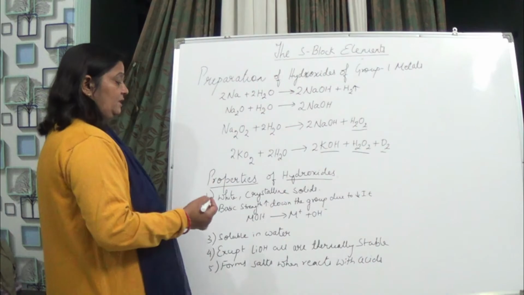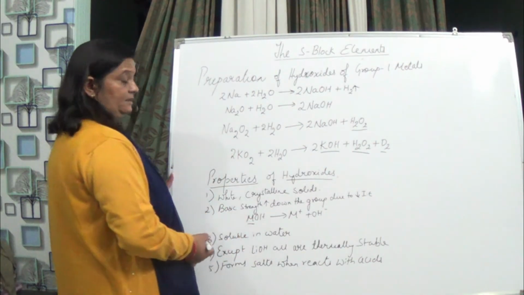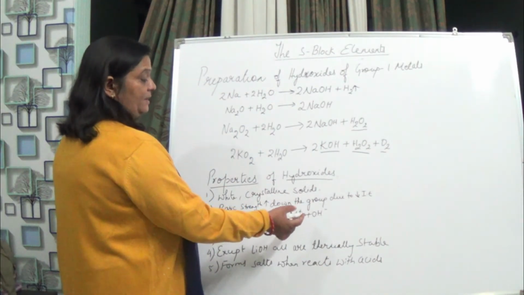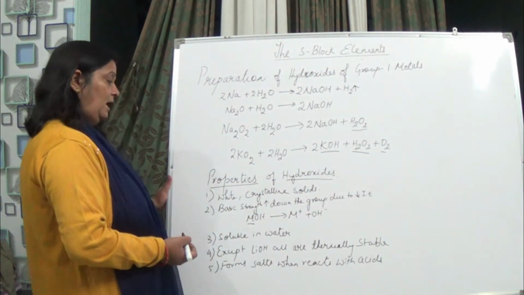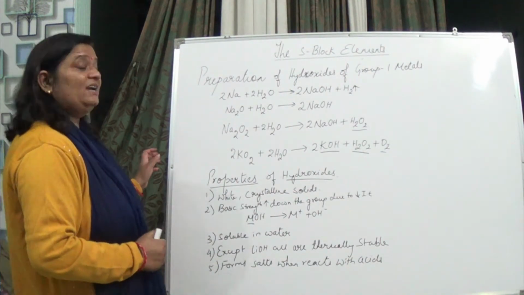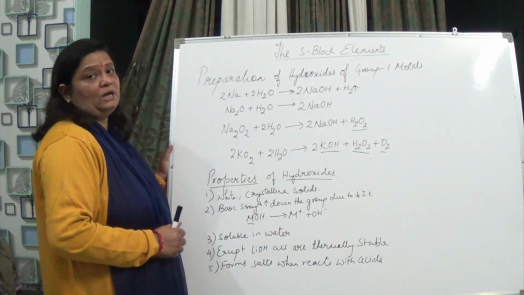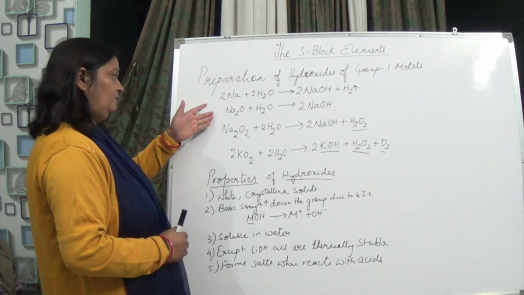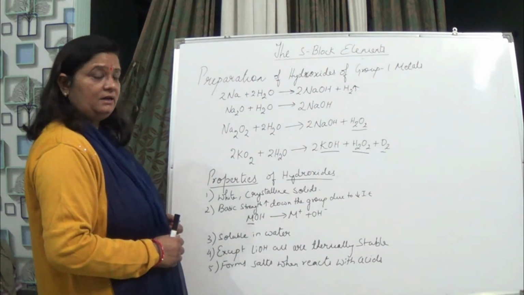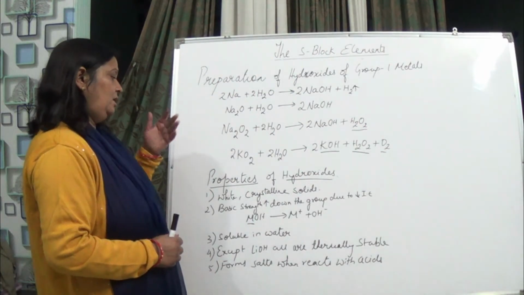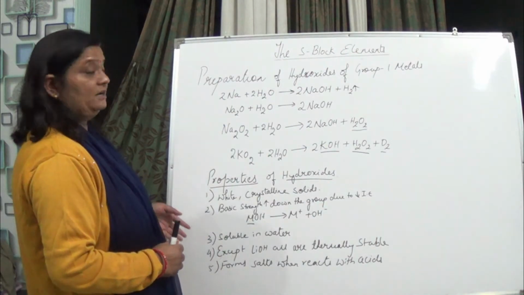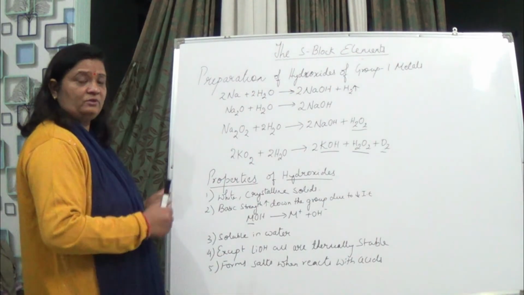Naturally, if M stands for the alkali metal, and it is NaOH, it will form what? Na plus and OH minus ions. So the basic strength increases as we go down the group. Comparing sodium hydroxide and potassium hydroxide, whose basic strength will be more? The basic strength of potassium hydroxide will be more, and the OH minus ions will be released easily.